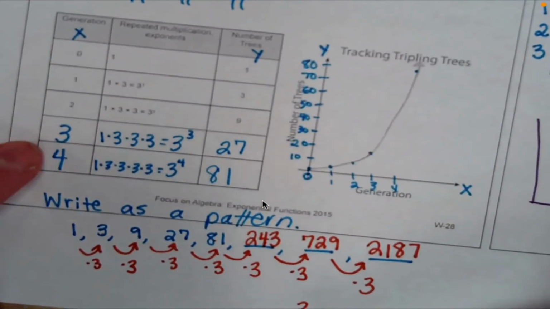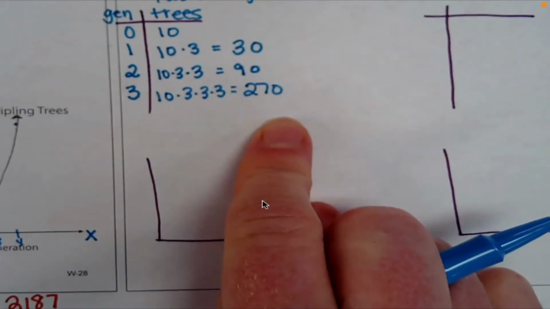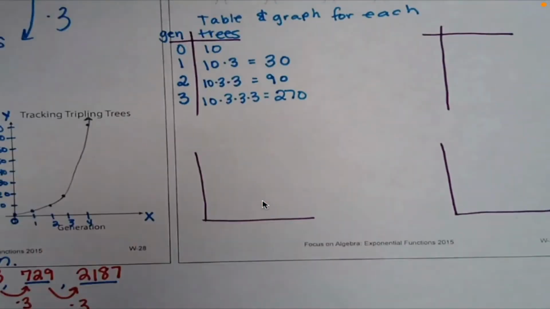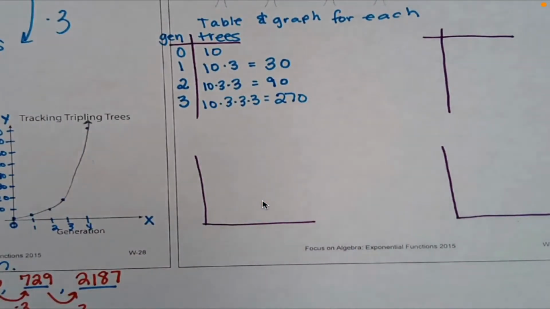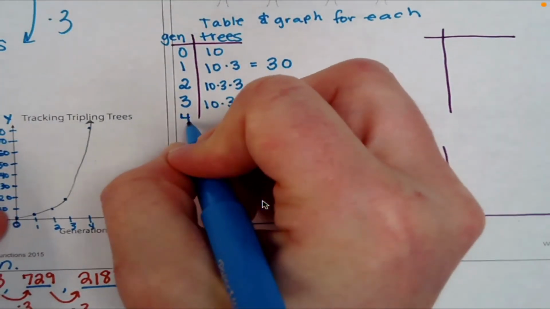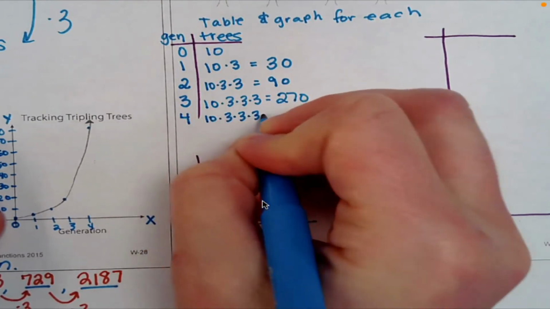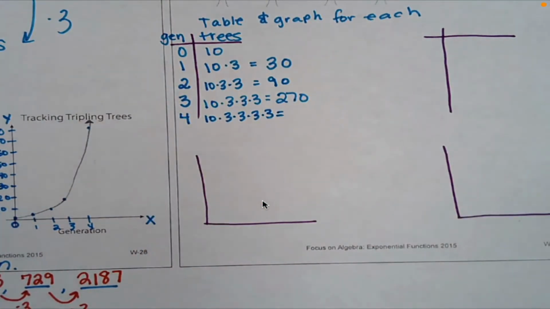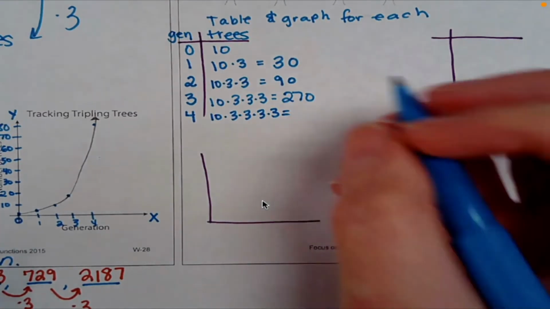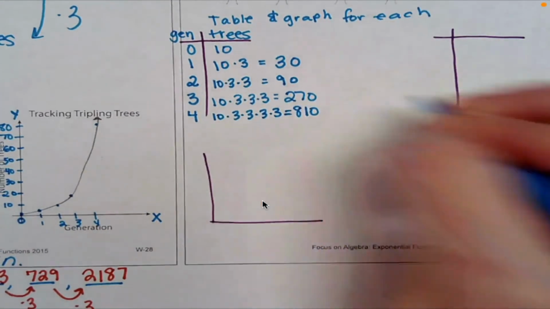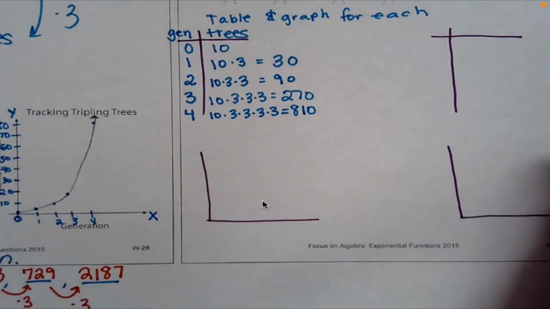This reminds me a lot of this one. What's the difference between the trees tripling here? They just didn't go up by enough. Instead of 1, it's 10. We started with 10 versus starting with 1. All right, then the fourth generation equals 2,430. No, 810. Oh, I skipped one. Okay, we're just going to 4.